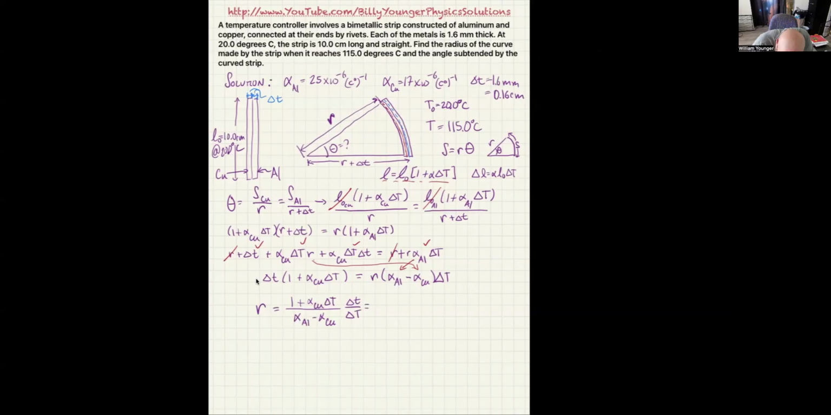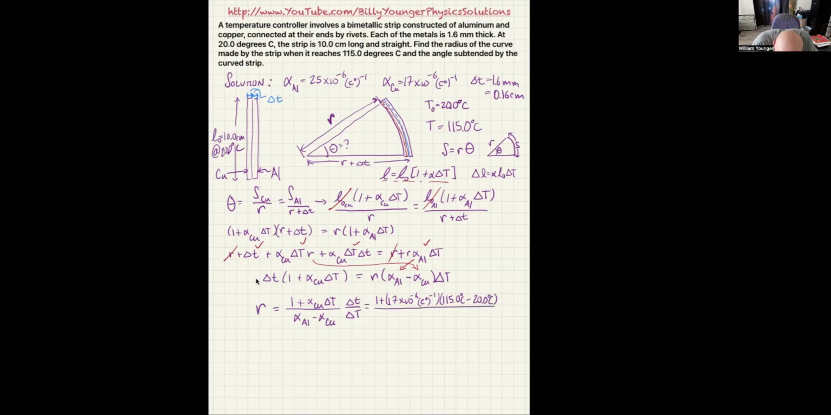We can plug in the numbers now. This will be 1 plus the coefficient of linear expansion of copper, which is the 17 times 10 to the negative 6 reciprocal Celsius degrees, times the change in temperature, which is 115 minus 20.0 degrees Celsius.